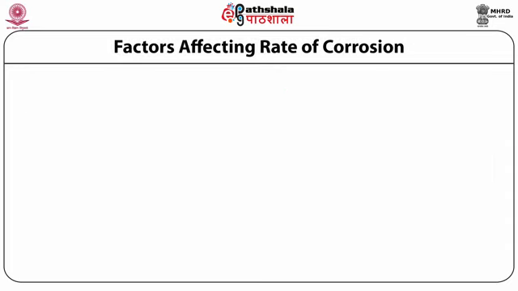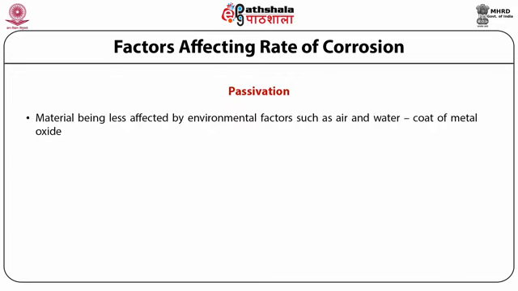Next factor is passivation. Passivation refers to a material becoming passive, that is, being less affected by environmental factors like air and water. Passivation involves a shielding outer layer of corrosion which can be applied as a micro coating or which occurs spontaneously in nature. As a technique, passivation is the use of a very light coat of a protective material such as metal oxide to create a shell against corrosion.